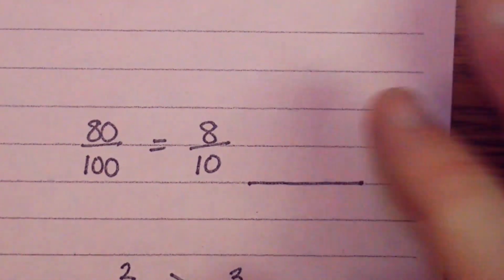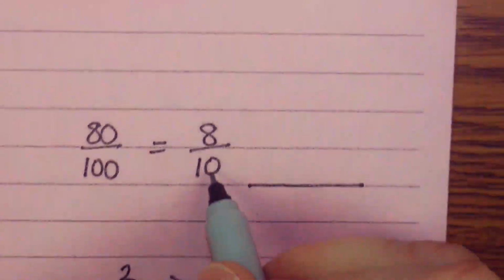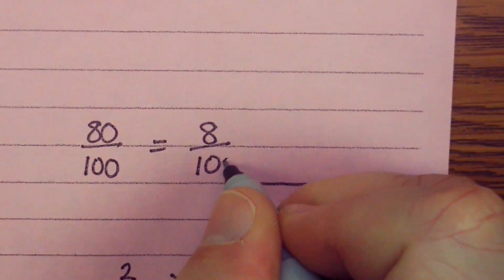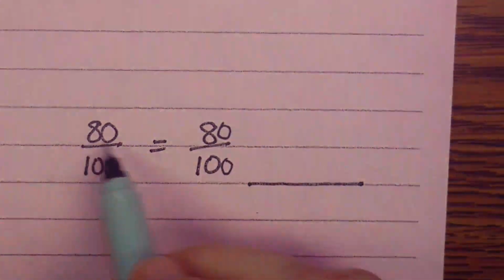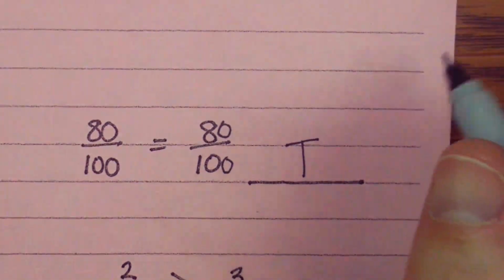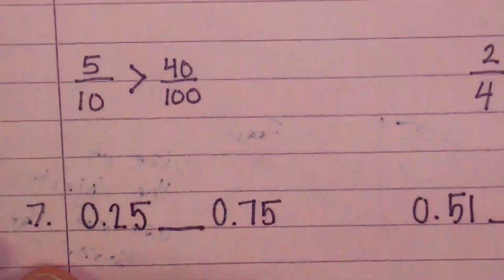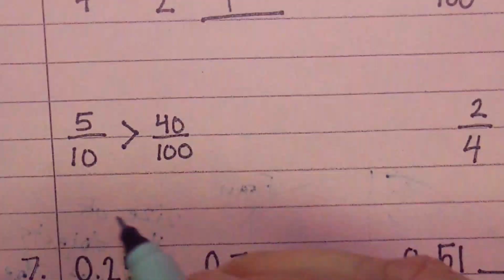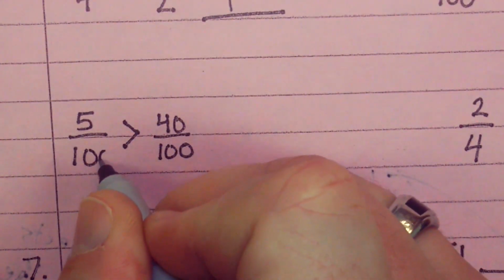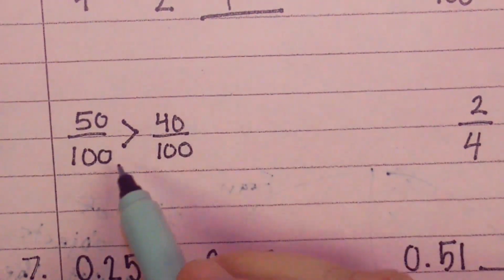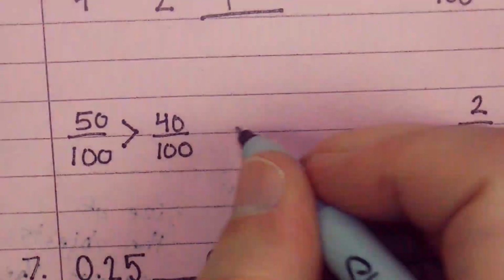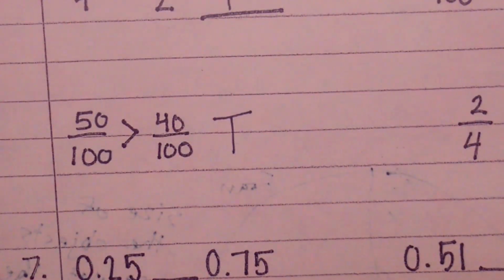Let's see if they used the rule correctly. The rule says if you want to make tenths into hundredths, you would add a 0 to both numbers. Are they the same? Yeah, so that's true. 5/10 and 40/100. Let's use the rule again. Add a 0, add a 0. Is the alligator eating the bigger number? Yes, it is.